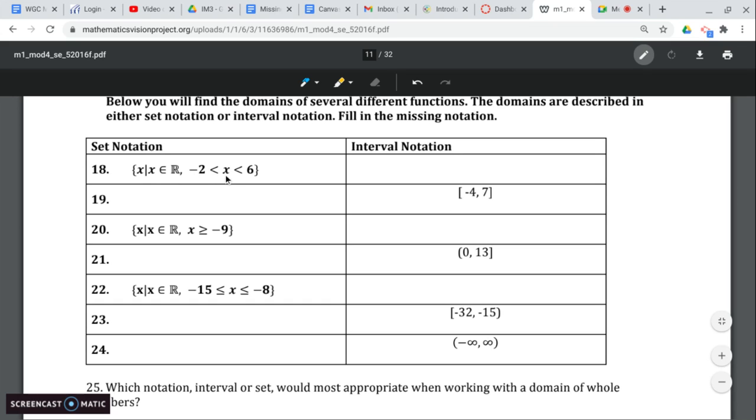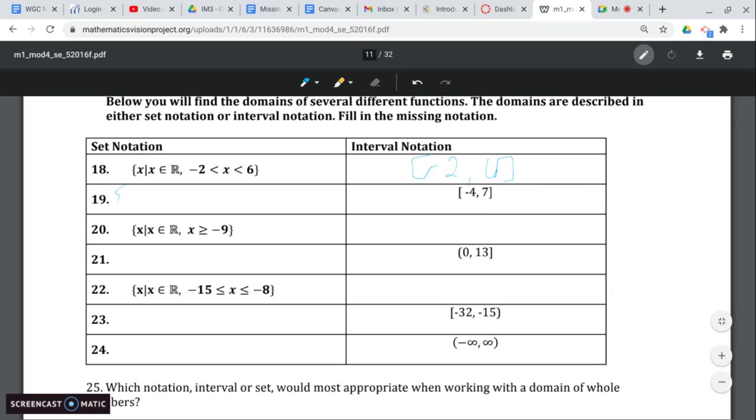-2 is less than x is less than 6. So we've got our two values here. We've got the low end and the high end. So for interval notation, we're going to have -2, comma, 6. There's our interval notation.